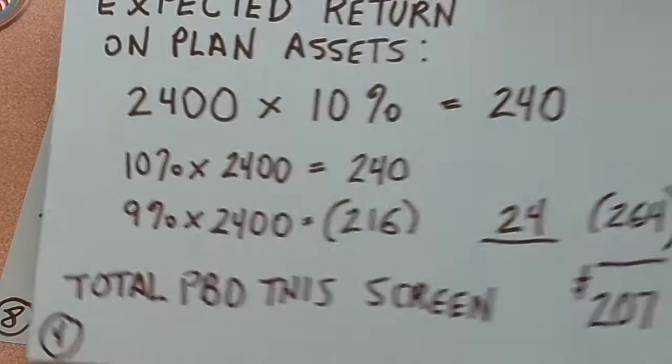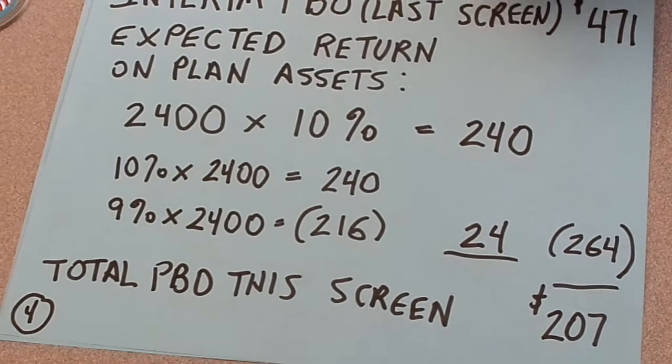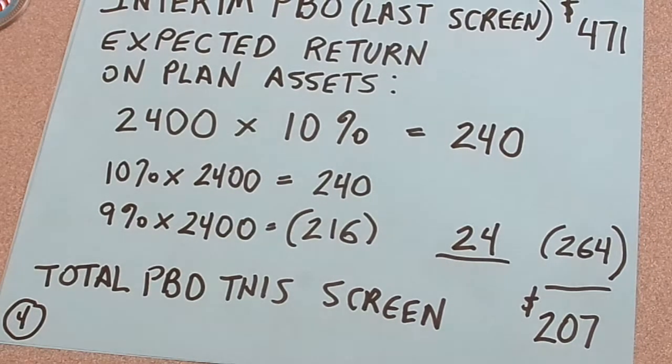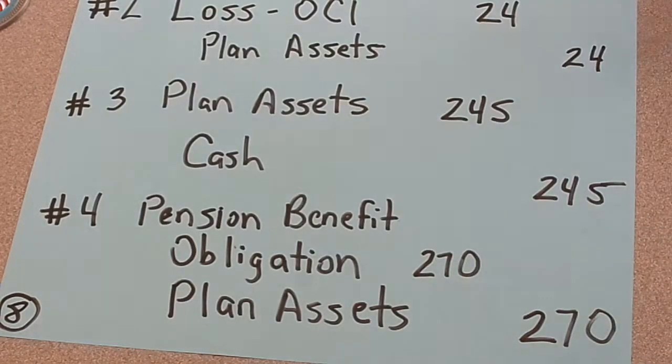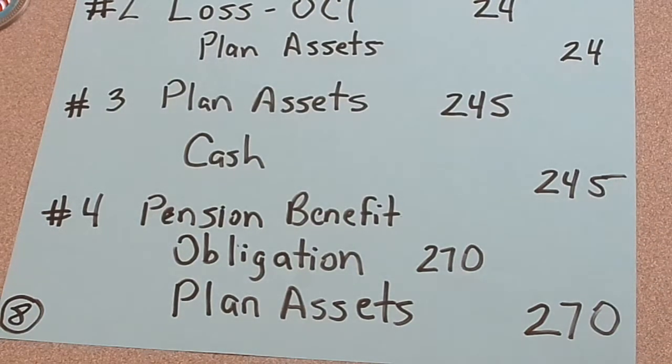Here's where the 24 came from. Remember that old slide, slide 4, where we calculated the difference between the expected return and the actual return? 240 minus 216 gave us 24. There's the 24,000 loss OCI. Plan assets of 245,000.